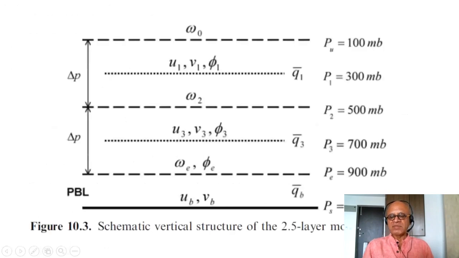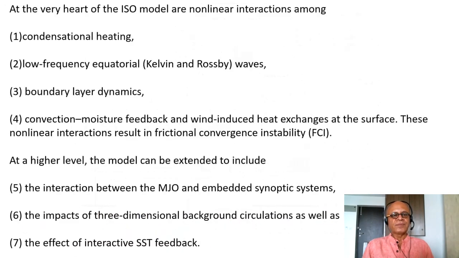So looking at the remaining feedbacks from the figure, the model can be extended to include the interaction between the MJO and embedded synoptic systems. So majorly we focused on the MJO and included mesos as a way to explain the northward propagation of the Rossby waves because of the background flow. So there was an inclusion of the background mean state or seasonal circulation already to explain the boreal summer intraseasonal oscillations. The impacts of three-dimensional background circulation, of course, as well as the effect of interactive SST feedback.